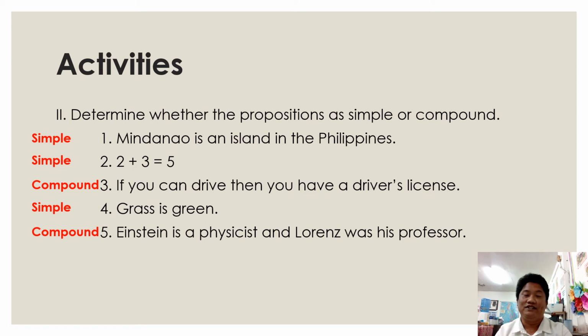Let's move on to the sixth statement. She watches TV or she plays tennis. Simple or compound? The answer is compound. We have here the use of or. So we have a disjunction combining two simple propositions with the use of or.